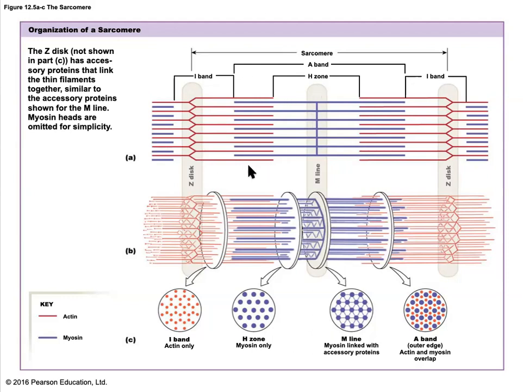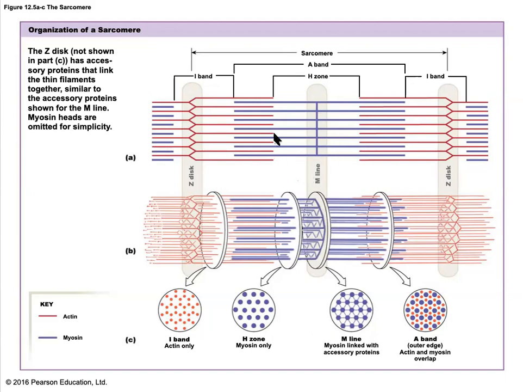Then we have different regions. The A band is marked by the boundary of this myosin filament, and the M line is at the center of the A band. The H zone is marked from the end of this actin filament to the end of the next actin filament. And then we also have the I band, which is marked by the end of this thick filament to the end of the next thick filament.